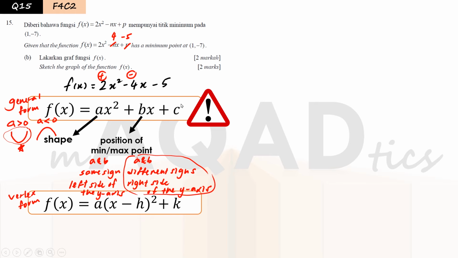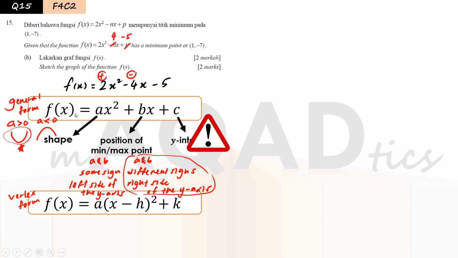Okay, and the last one, C. So C here is the y-intercept. Okay, so our y-intercept would be -5. Alright, so when we are drawing the graph, we need to ensure these things are fulfilled. Right, so the first thing is we are drawing a smiley face graph. The position of our minimum point, because it's a smiley graph, so it will have a minimum point, which is also said in the question, right? So the minimum point will be at the right side of the y-axis, and then for the y-intercept, we need to show that it is -5.